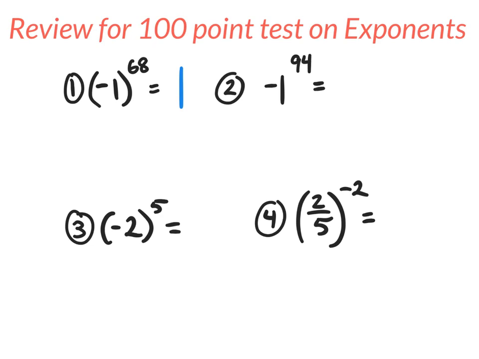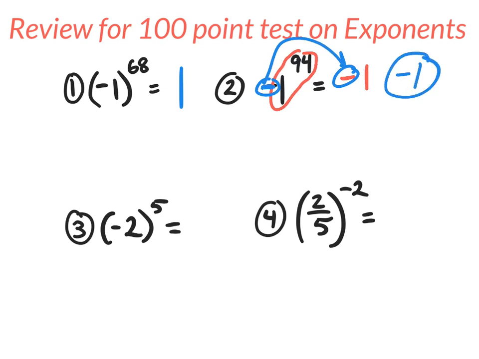How about Paul, number 2? Negative 1. That is negative 1. And why is that negative 1? There are no parentheses, right? So the way to do this would be to go 1 to the 94th power, 1 times 1 times 1 times 1, 94 times. It's still 1, but you do have this negative out here in the front, so you need to put that negative in front of the 1 on your answer. So the answer is negative 1, once again.